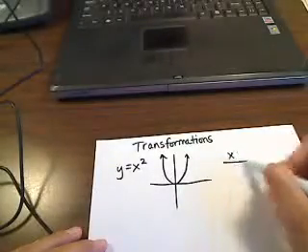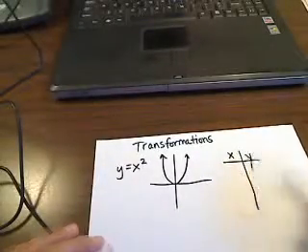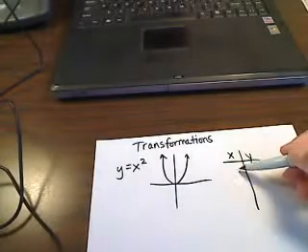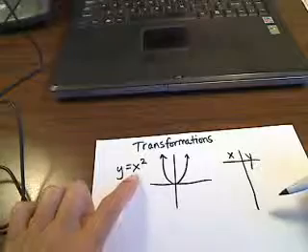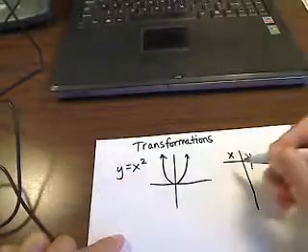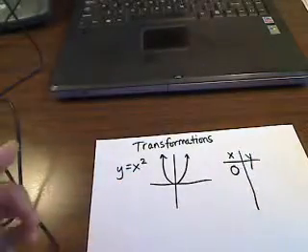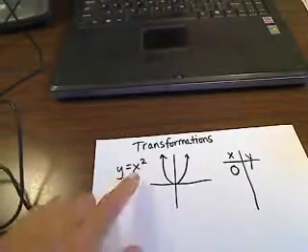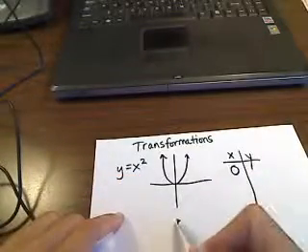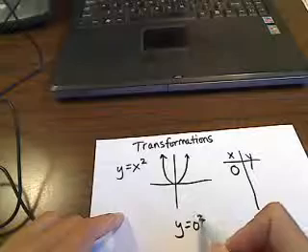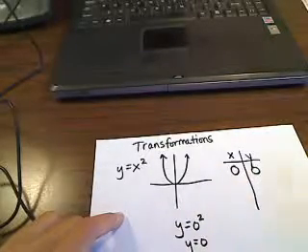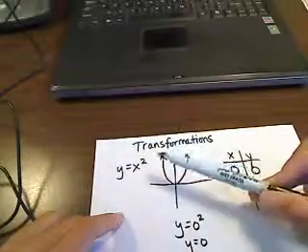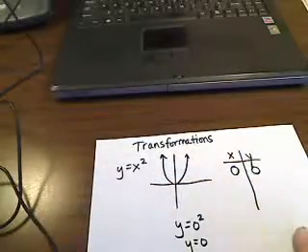So if I do an xy chart, I can choose some values for x and find what the corresponding values of y are if I plug them in. So for instance, if I say let x equal 0, when I plug 0 in here, I'm going to have y equals 0 squared. So that's just y equals 0. So when x is 0, y is 0 for this square function right here, for the parabola.